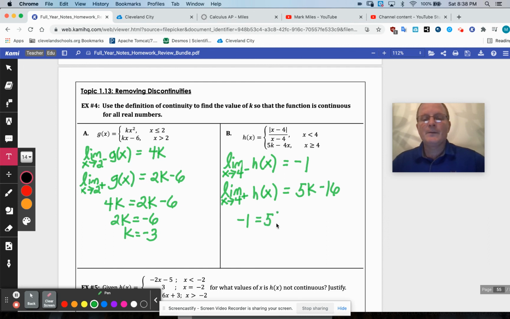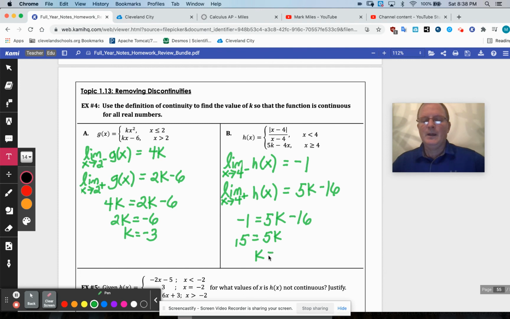Now we're just solving this equation. Gross, really? Adding 16 to negative 1. Oh, it's not too bad. That would be 15, which is the same as 5k. So k is 3.